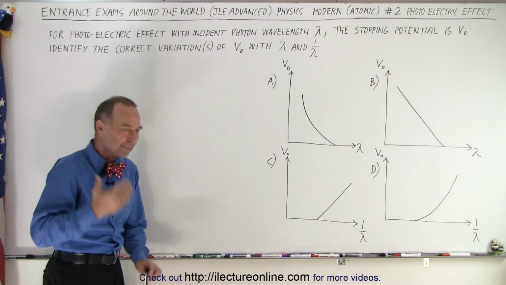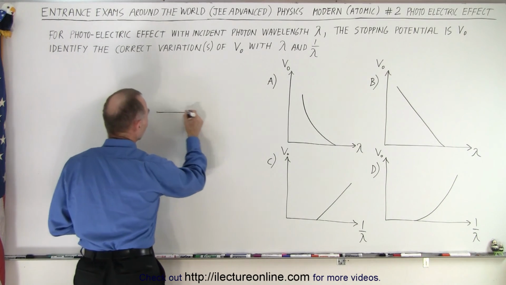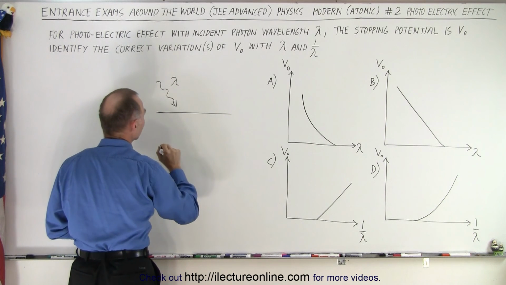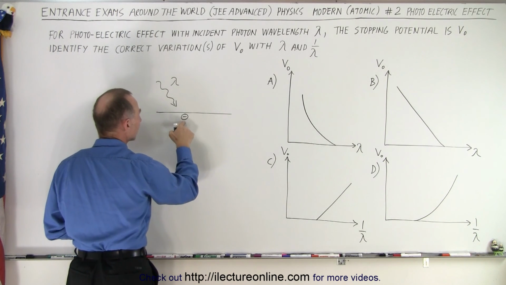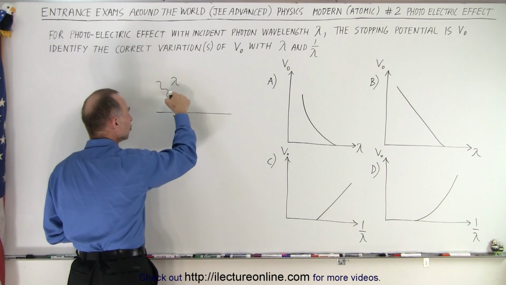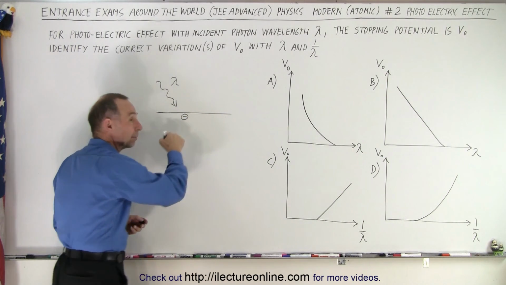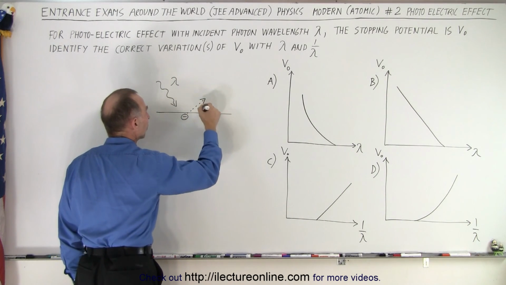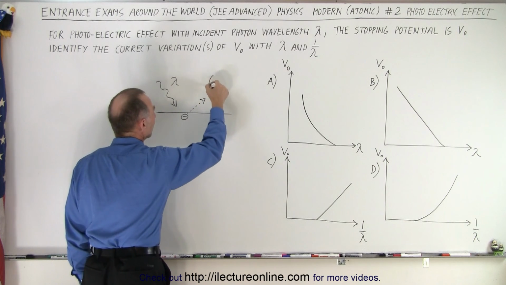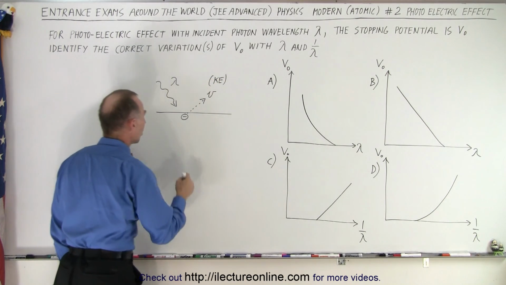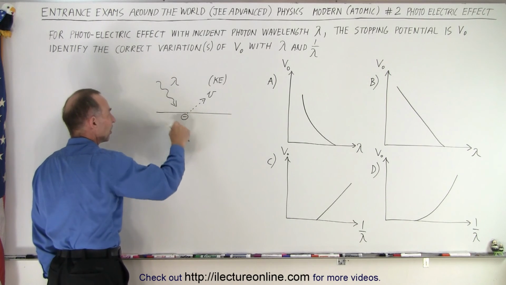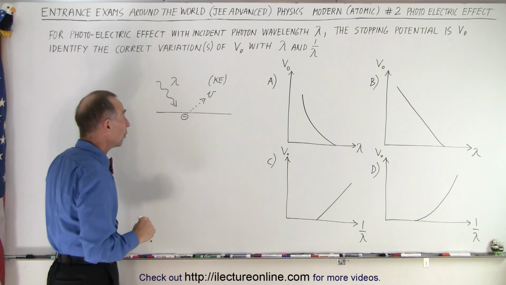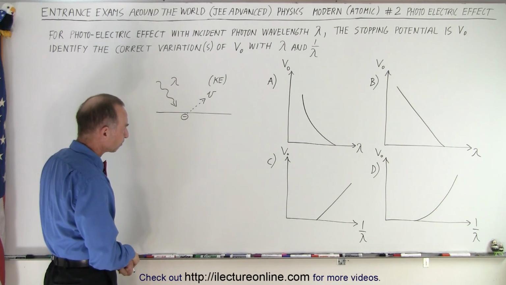If you draw in your mind a picture really quick, it would look like this. We have an incoming photon that has a particular wavelength lambda. It is incident on an electron. If the energy of the photon is greater than the energy required to free the electron, then the electron will ricochet away at some velocity v with some final kinetic energy. As long as the energy of the incoming photon is larger than the energy required to free the electron, it will go away with some kinetic energy.